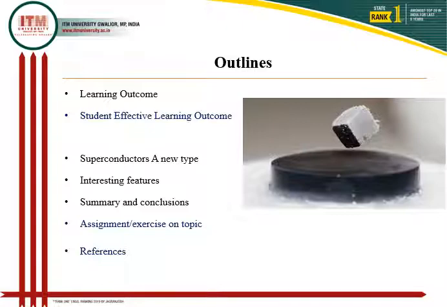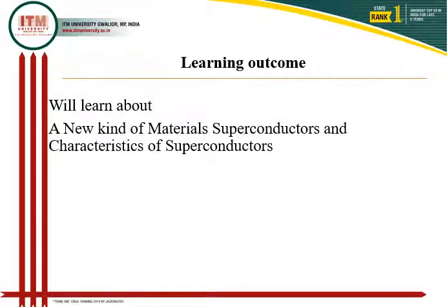and finally we will discuss how a lot of work has been done in the last 100 years and how we moved from 4 Kelvin to 200 Kelvin. Various examples we will discuss. Finally, exercise and references. We will learn about a new kind of materials, superconductors, the characteristics of superconductors, and a brief history of them.